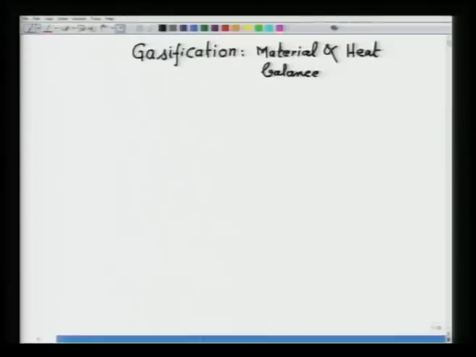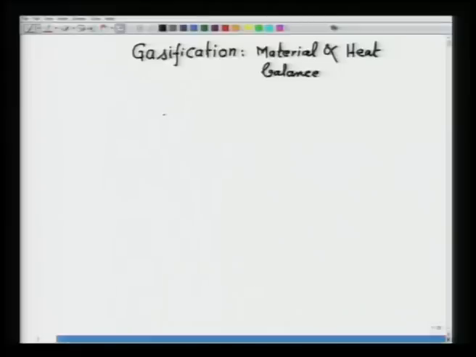In a previous lecture I discussed the concept of gasification. Now, I thought let us go for material and heat balance in gasification. What I have designed for this lecture is as follows. First, I will give you how to calculate the various parameters in material and heat balance of gasification, and then I will take an example to illustrate what I have told you and how to do this.